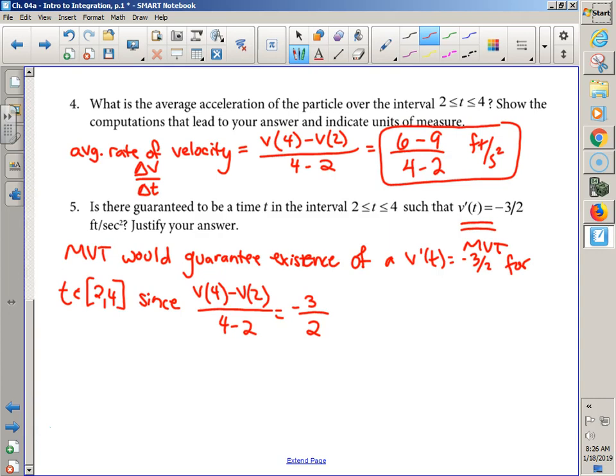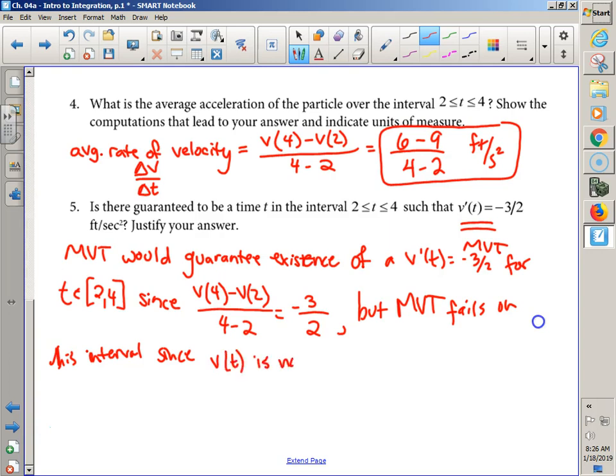But MVT fails on this interval since, how do you guys want to put it? Okay, don't say the function, but say v of t, say who it is. But good, v of t is not differentiable where? You could say at the interval or just be specific. Or just say at t equals 3.